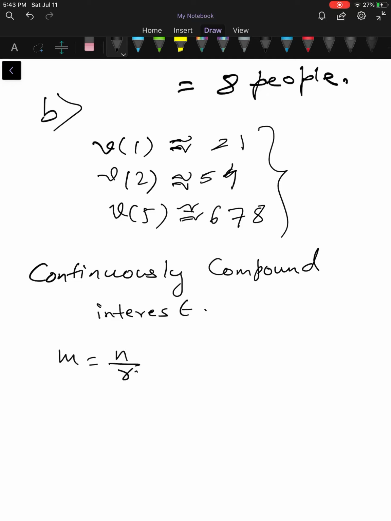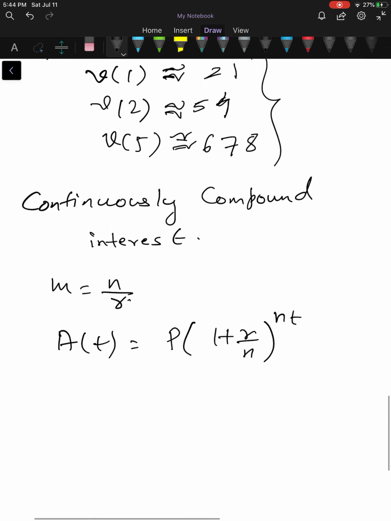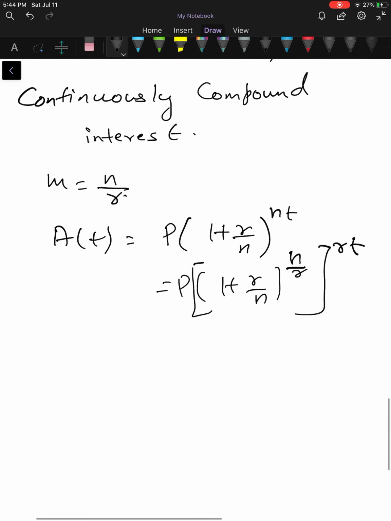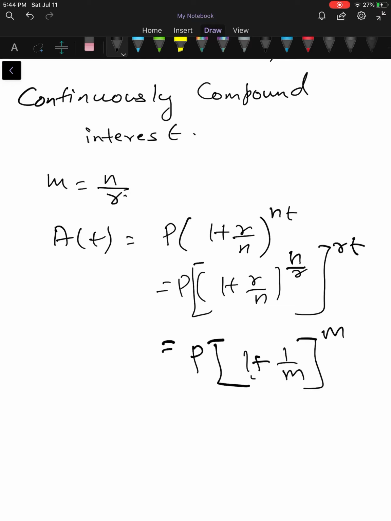If we let m equal n by r, then A of t will be P times (1 plus r by n) to the power of nt, right? That is nothing but P times (1 plus r by n) to the power of n by r, all to the power of rt, correct? We can substitute n by r with m, so it is 1 plus 1 over m, whole to the power of m, all to the power of rt.